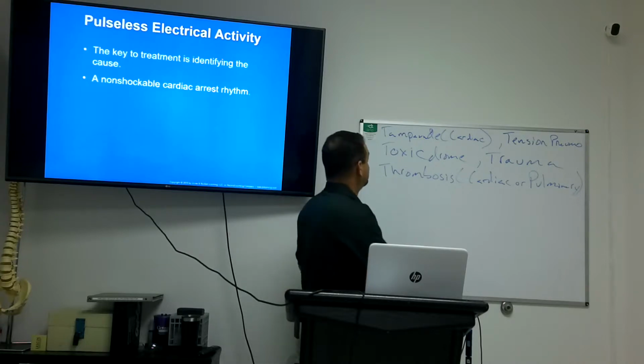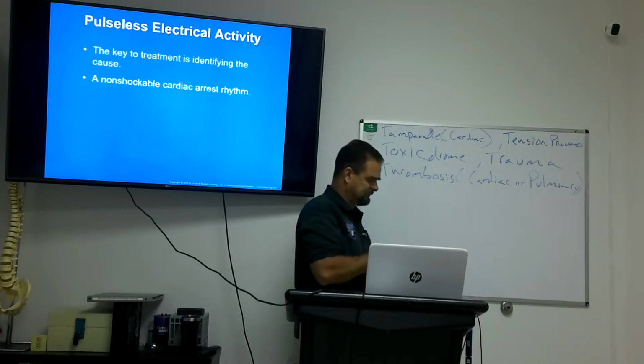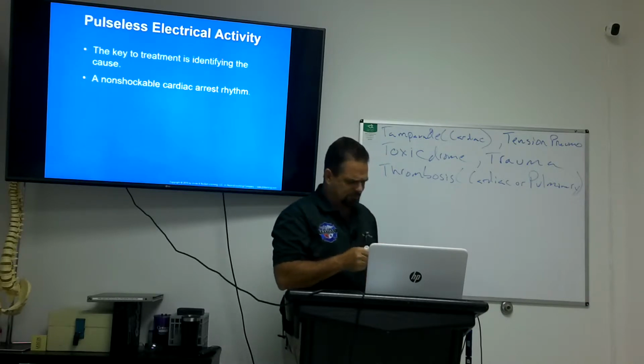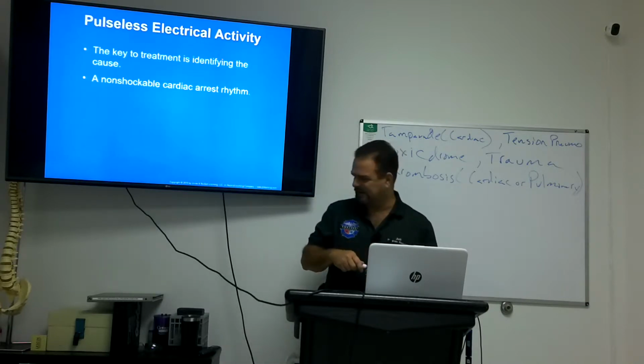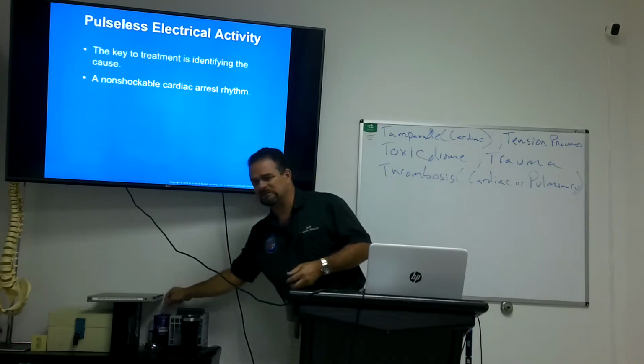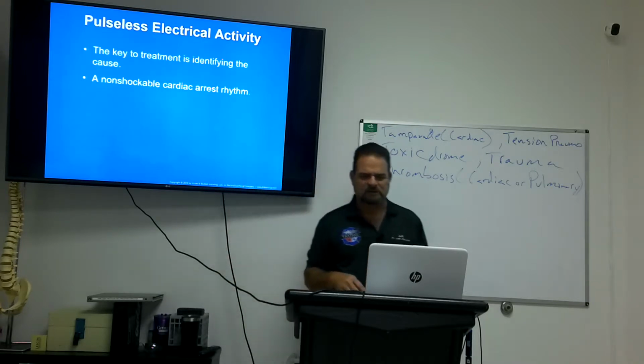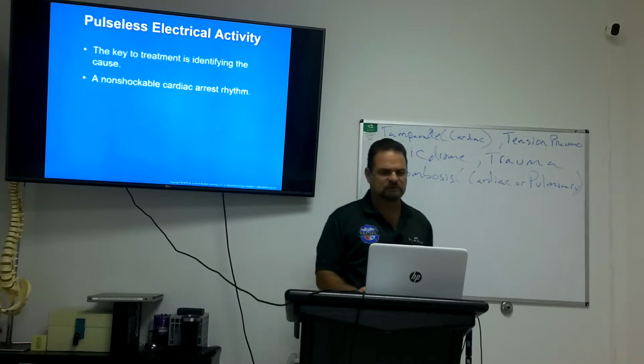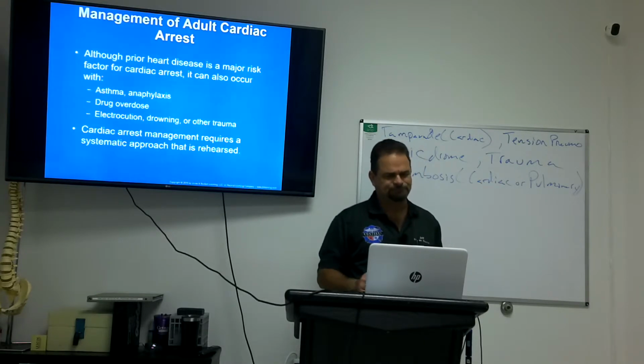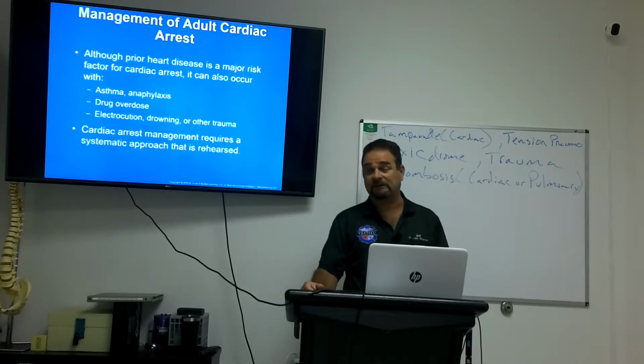So those T's, once again: tamponade, tension pneumothorax, toxidrome, trauma, and then thrombosis, to include both pulmonary and cardiac. And the key to the treatment of these patients is to find whatever the problem is and eliminate it. Some things we can do something about, some things we cannot. Ultimately, patients in cardiac arrest need to be managed in appropriate ways.